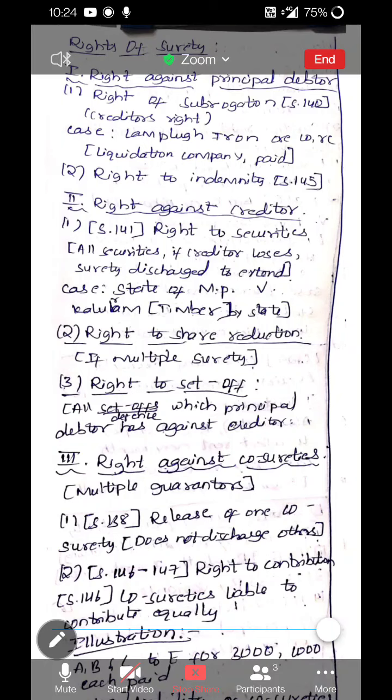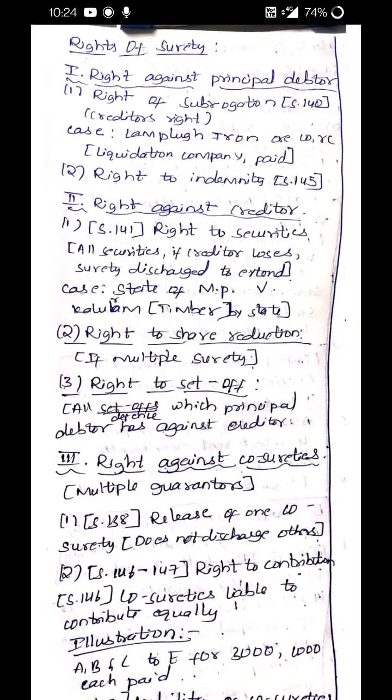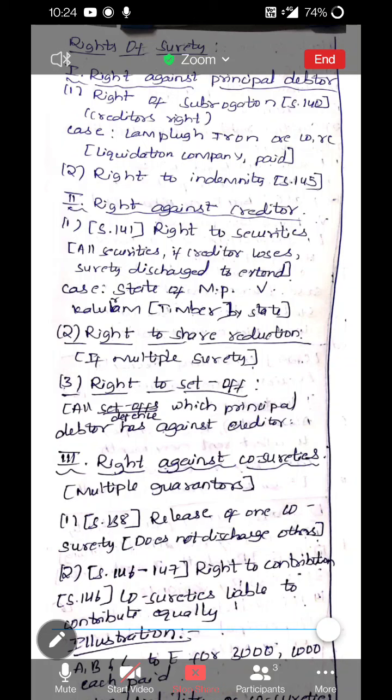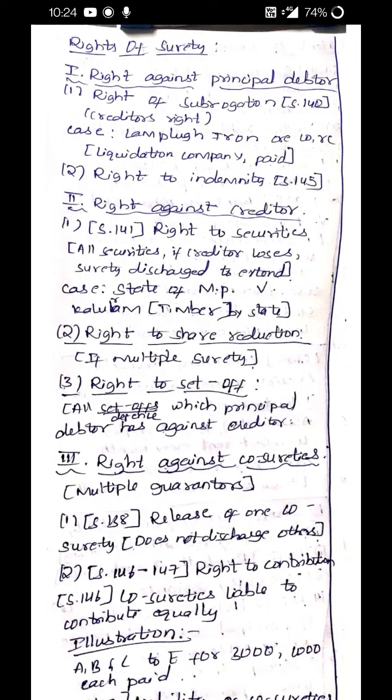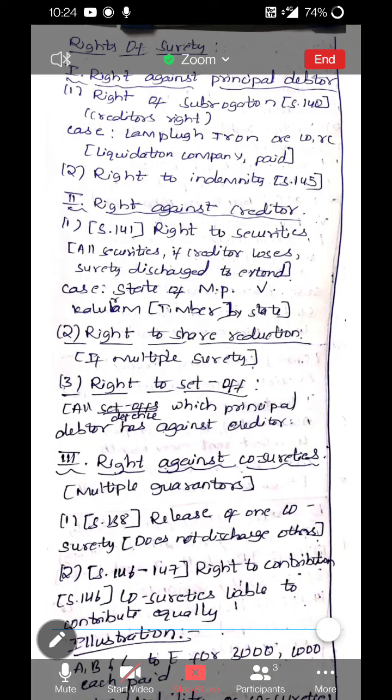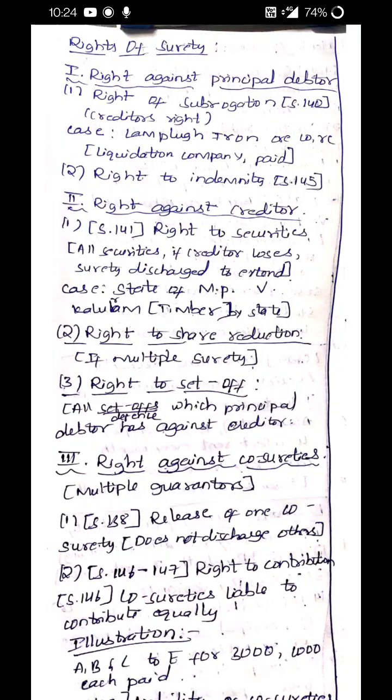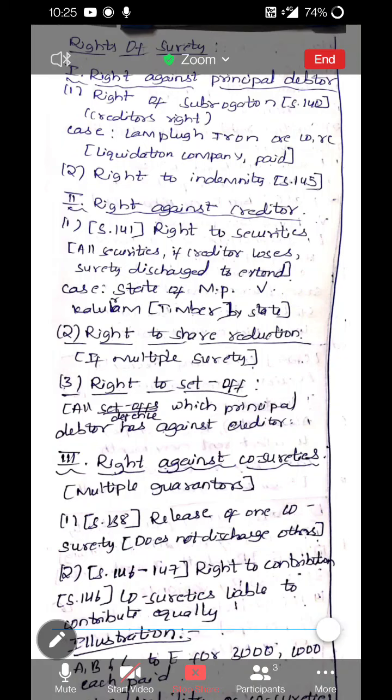So, right to security. There's a case State of MP versus Kaluram. In this, the state promises to sell timber to a person. So the state sold a lot of felled timber to a person, to be paid in 4 installments, which was guaranteed by a surety. The surety guarantees it: if the principal debtor does not pay, then I will pay.